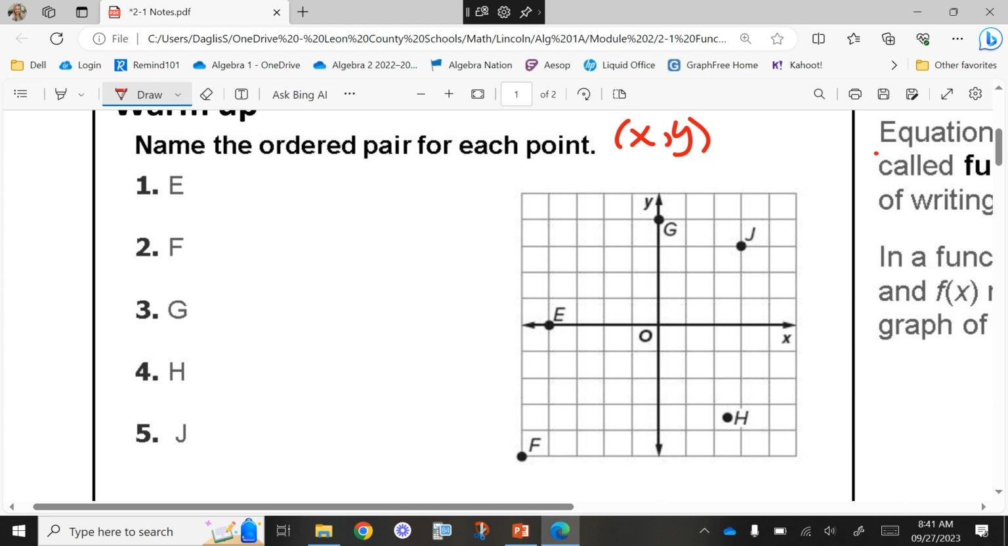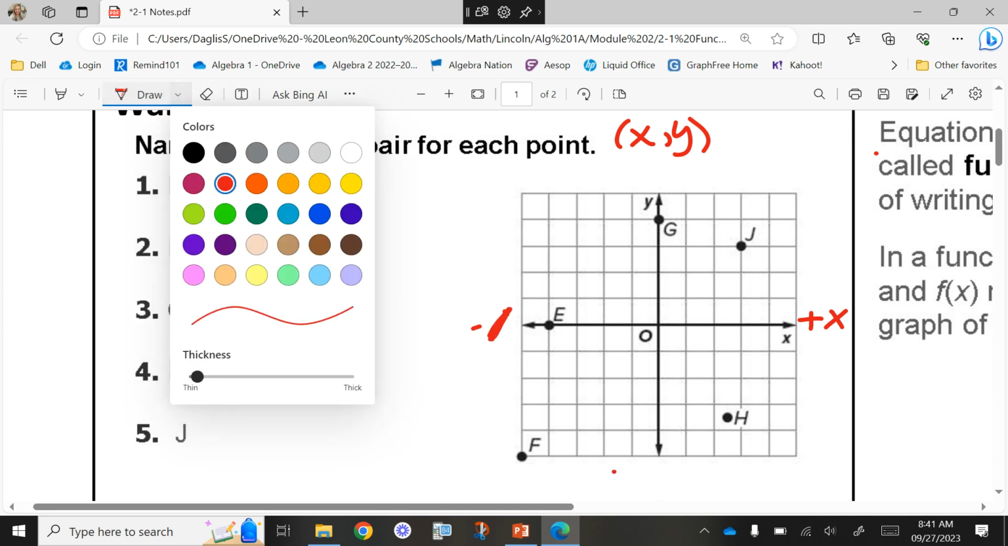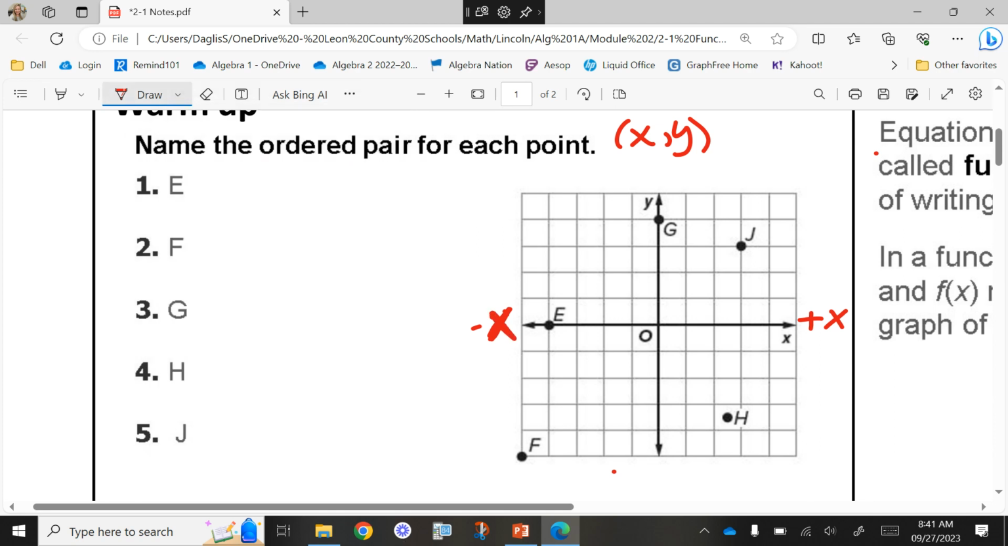My X's, are they horizontal, side to side, or are they vertical, up and down? They are horizontal, right? On this side is our positive X's. On this side is our negative X's. There we go. And that means my Y's are where? They're vertical. Y is going to be vertical. So positive Y goes up, negative Y goes down. Okay? What if you're on the exact axis that we're looking at?